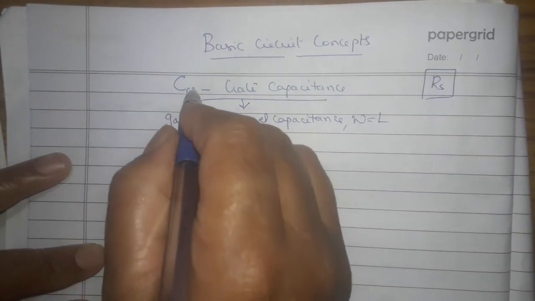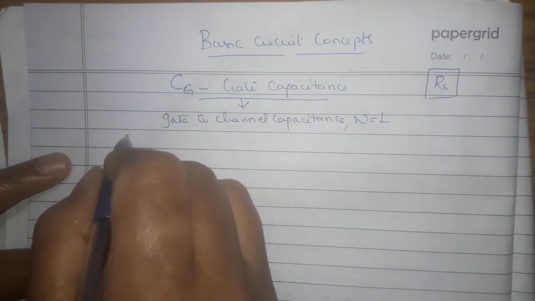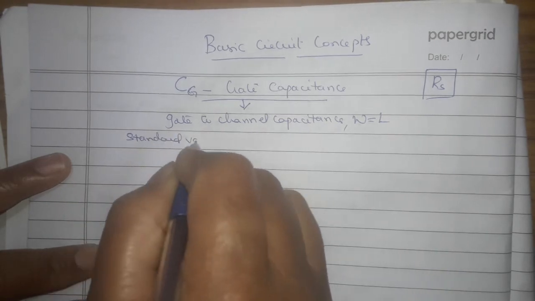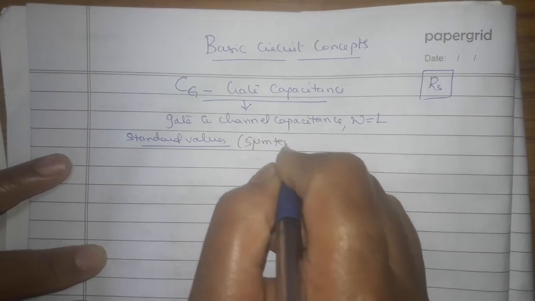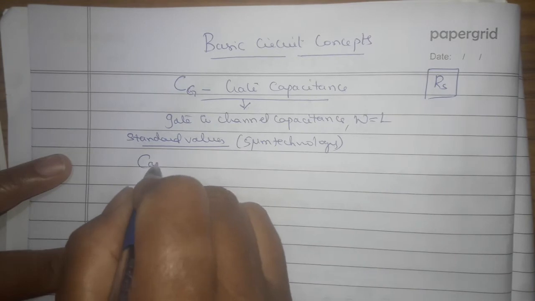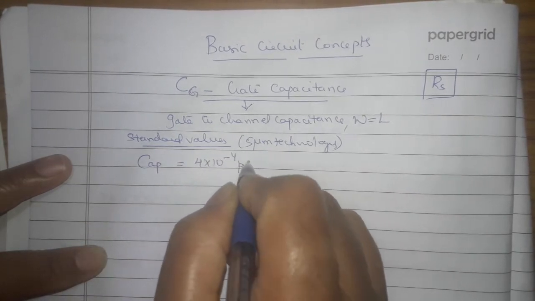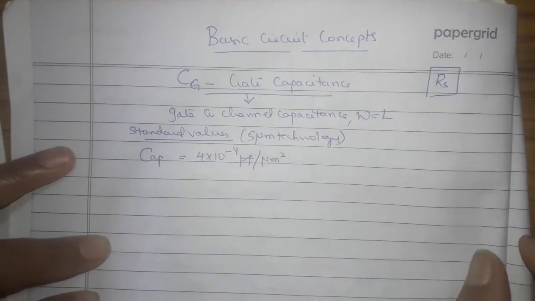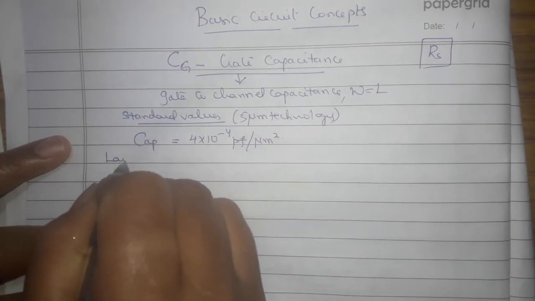Now, when we are talking about the gate capacitance, some standard values have been defined. What are those standard values? Let us consider a 5 micrometer technology. The capacitance value is given as 4 into 10 to the power minus 4 picofarad per micrometer square. This is a standard value.